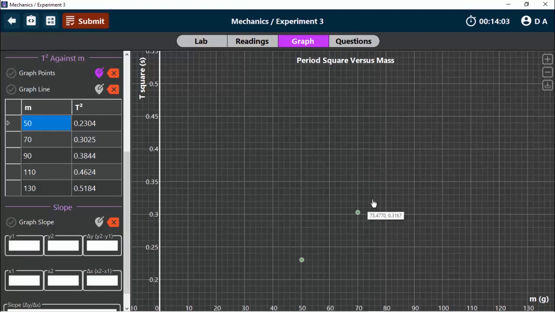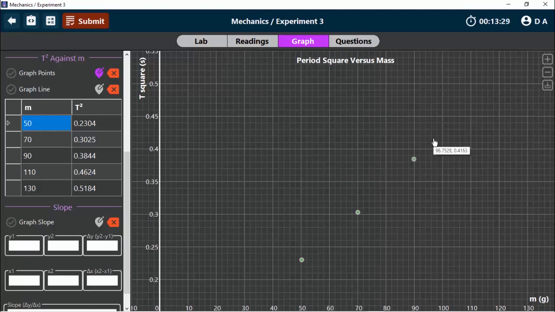Then the next is to determine the next point, which is 90. When m is 90, then we have 0.3844. So these 3, 8s, then we have 4, 4. So this is somewhere here.